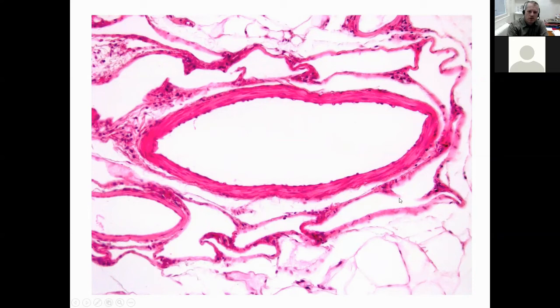1, 2, 3, 4, 5, 6, 7, 8. These are valves inside the veins. So you can have an impression how densely the valves are arranged as chains. And this prevents the backwards flow of the blood, because the valves are opening in one direction and closing, preventing the blood from flowing back.